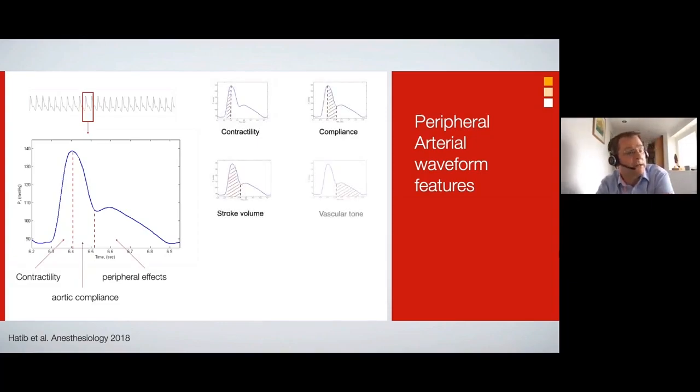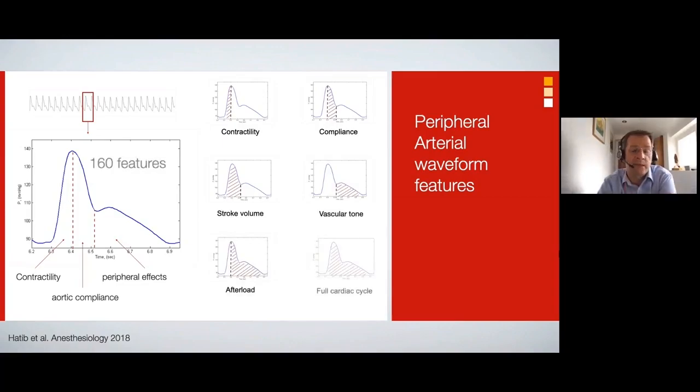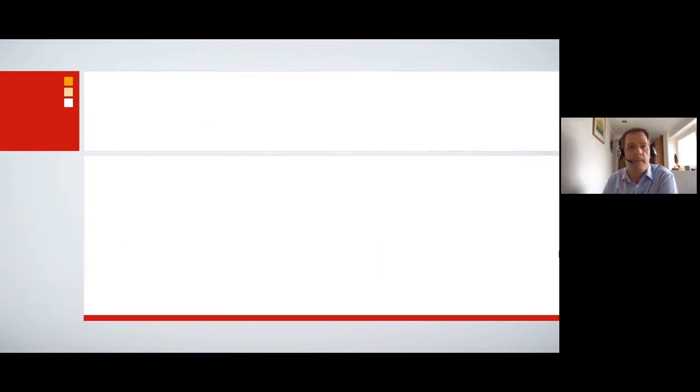The systolic rise time tells us about contractility. Systolic decay time gives us information about large vessel compliance. The diastolic time tells us about peripheral effects. We can measure heart rate. We can measure stroke volume. And overall, from an arterial waveform, we can extract 160 different features.